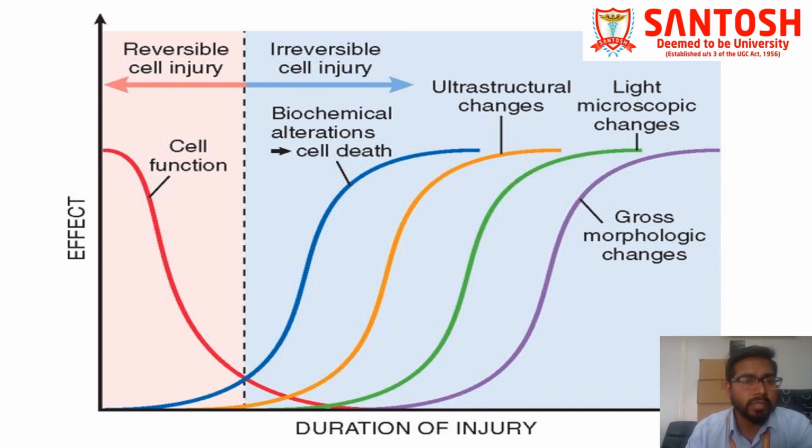If the injury is reversible, that is the stimulus is gone, the cell function is retained at a normal level. However, if the injury is irreversible, that is the cell is not able to compensate for the injury, then biochemical alterations and cell death can happen. Ultrastructural changes also happen, and these can be seen under the light microscope, called light microscopic changes. If it continues, finally gross morphological changes can be seen in an organ with the naked eye.